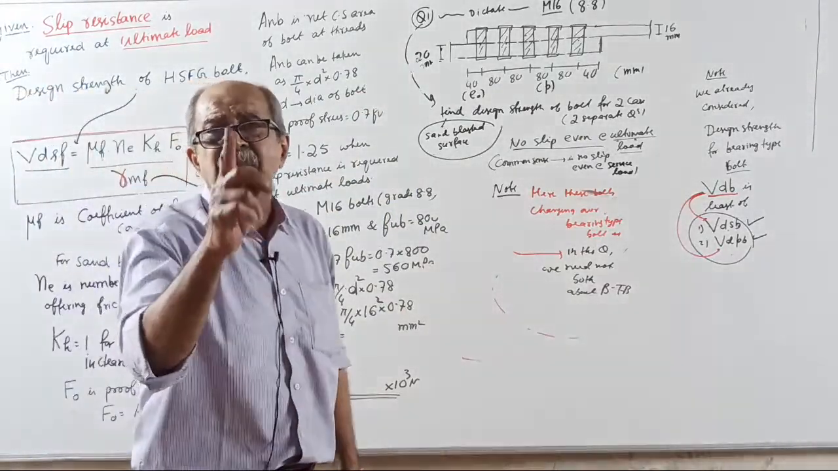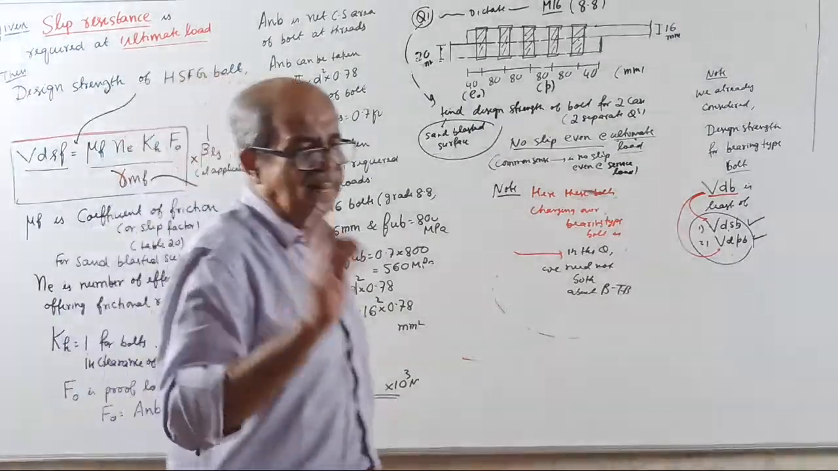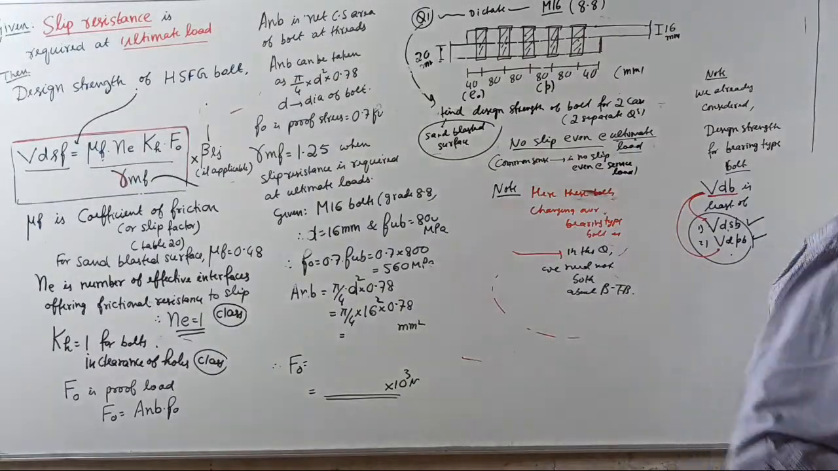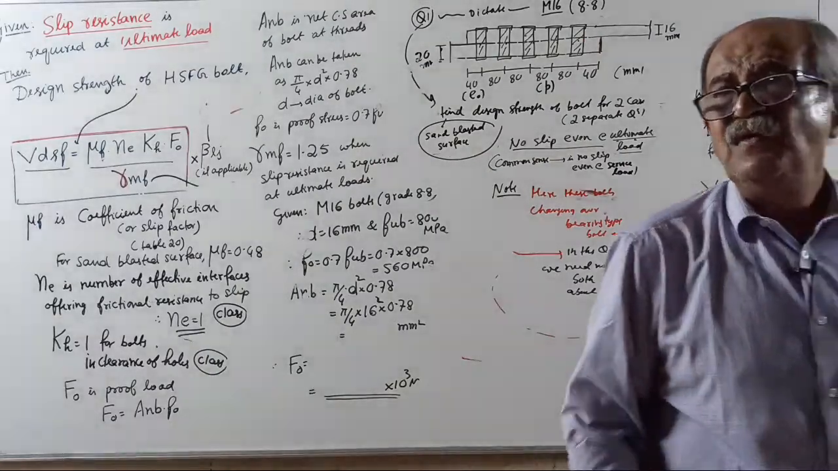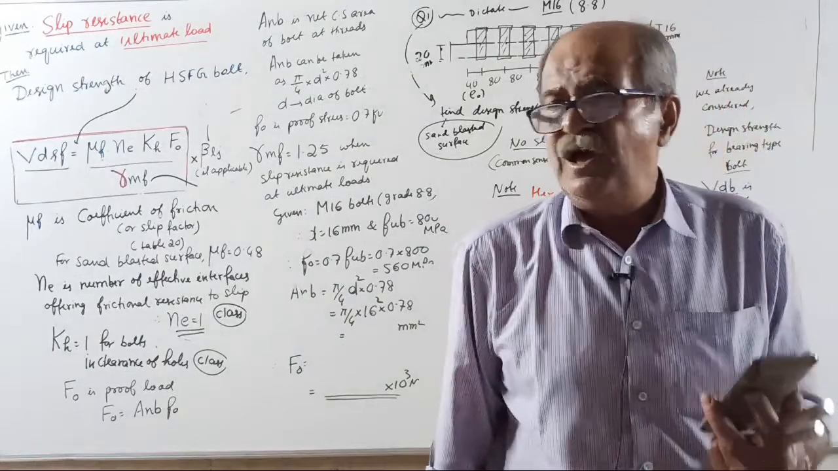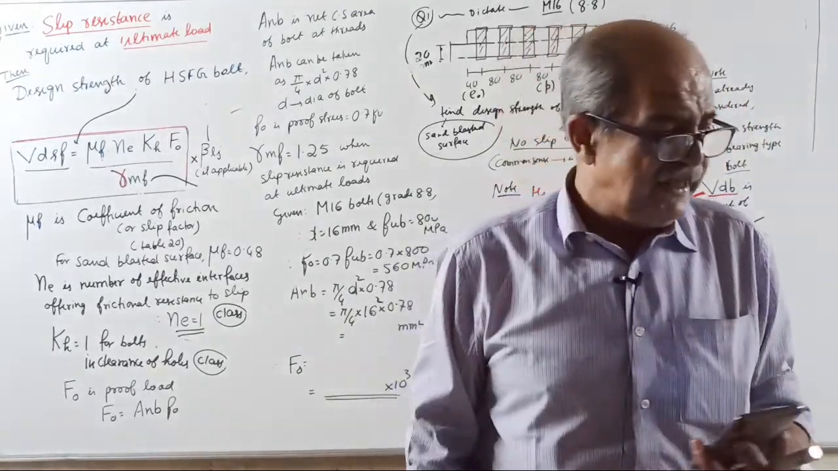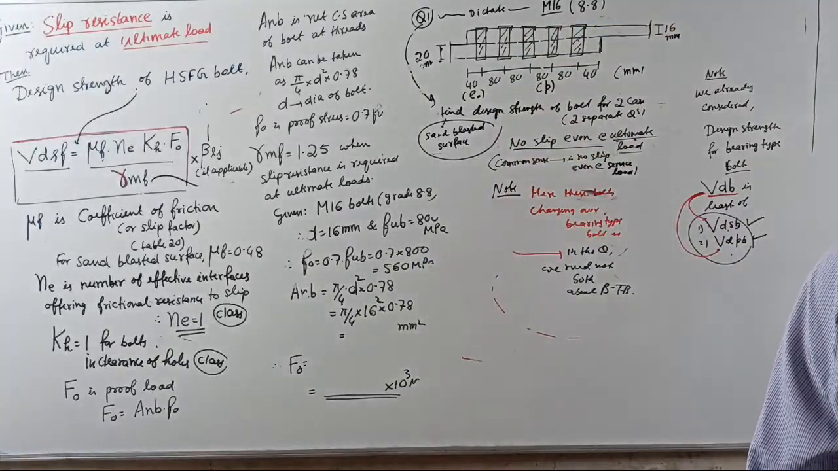You should write that way in the procedure sheet: get mu_f from Table 20. Tell the answer. See Table 20. For sand blasted surface, what is mu_f equal to? That is for the problem. See the IS code, Table 20. I think the next page is there. Table 20, next page is there.